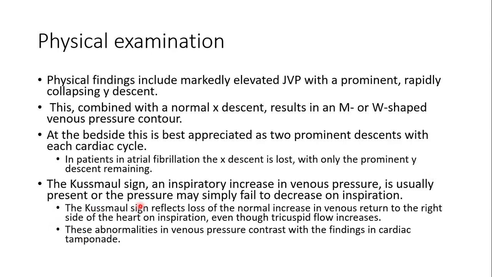Okay, so the Kussmaul sign, a respiratory increase in venous pressure, is usually present, or the pressure simply fails to decrease on inspiration. The Kussmaul sign reflects loss of the normal increase in venous return to the right side of the heart on inspiration, even though tricuspid flow increases.